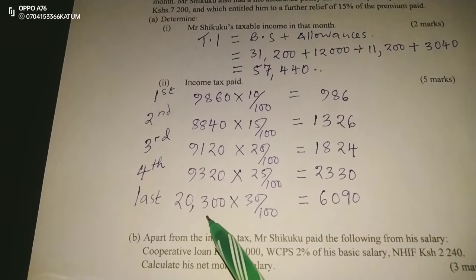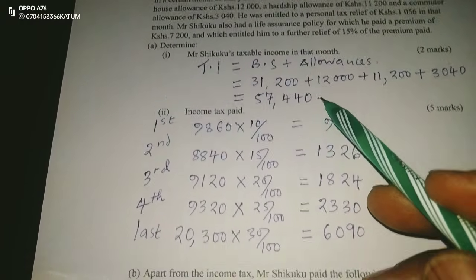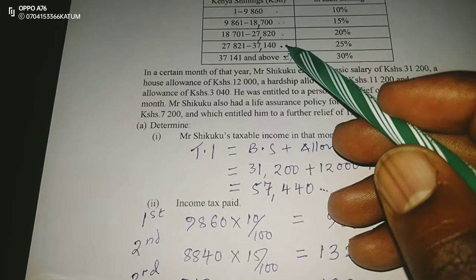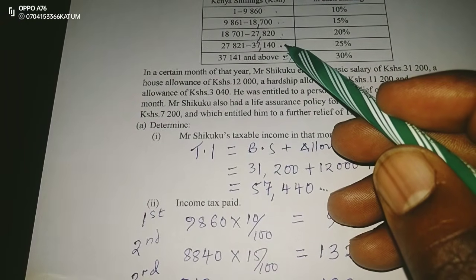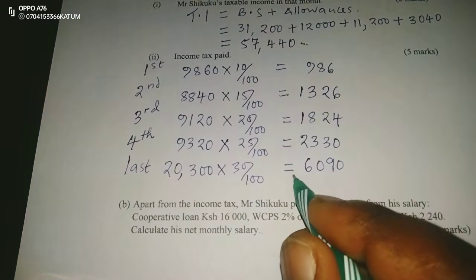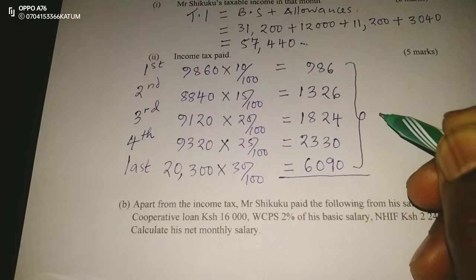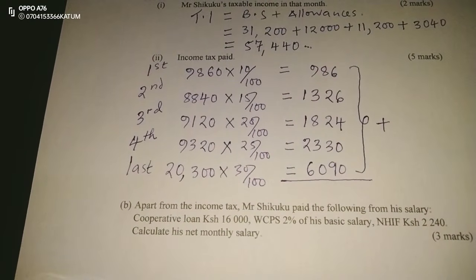So remember, to get the last bracket's taxable income, we take the total 57,440 and subtract the upper limit here, 37,140. Whatever remains is being taxed at the rate of 30%. Now we can get this value when we add all the taxes. This is called the gross tax: 986 plus 1,326 plus 1,824 plus 2,330 plus 6,090. This is giving us 12,556.